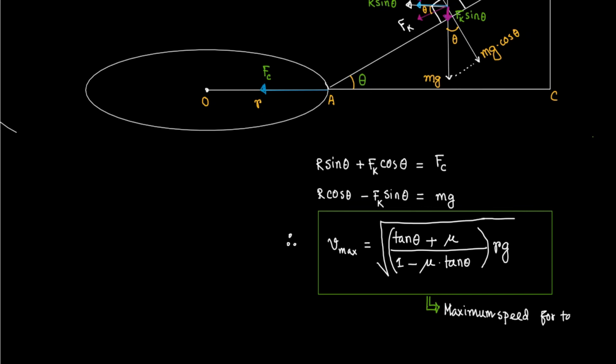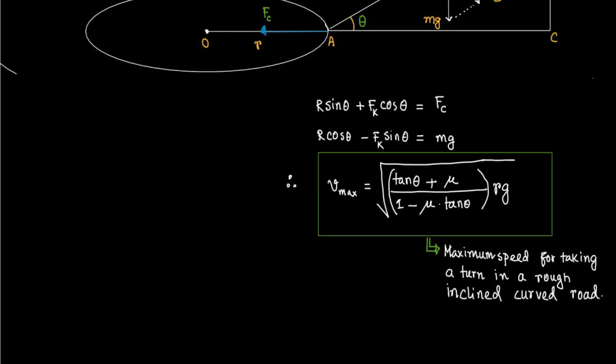For taking a turn in a rough inclined curved road, Vmax equals root over tan theta plus mu divided by 1 minus mu tan theta into Rg.